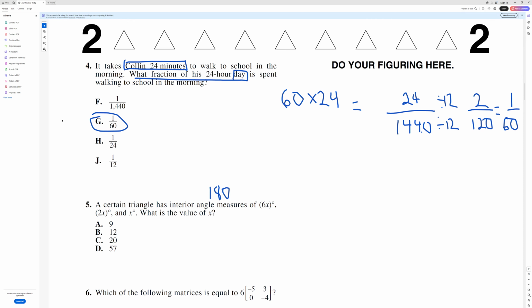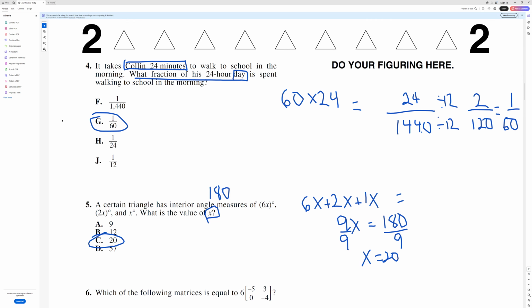All right, 5, a certain triangle has interior angle measures, that means 180, right? 6x, 2x, and x. So let's add that: 6x plus 2x plus 1x is equal to 9x, and that is 180. What is the value of 1x? So divide by 9, and x is equal to 20. All right, choice C.